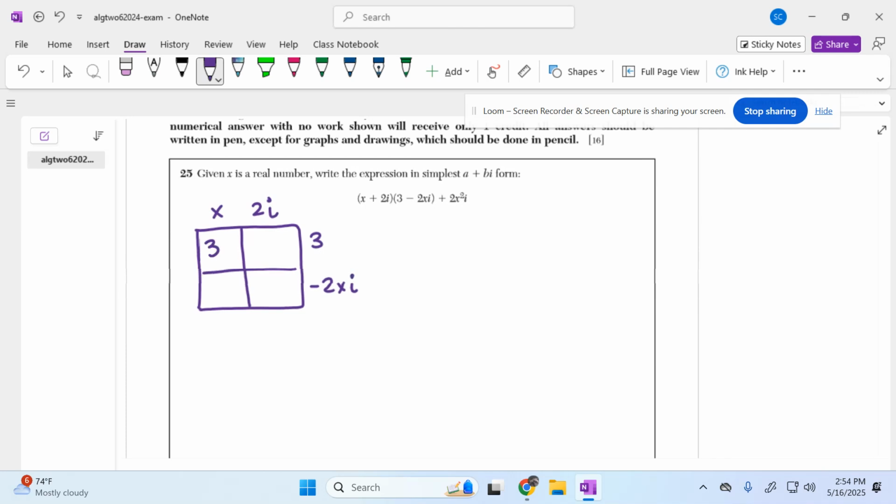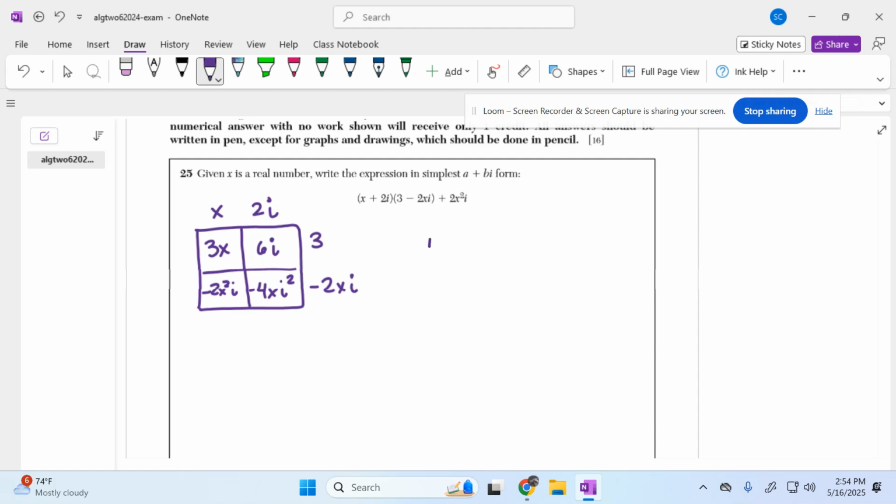3 times x is 3x. x times negative 2xi is going to be negative 2x squared i. 2i times 3 is just 6i. And 2i times negative 2xi is going to be a negative 4. 2 times 2 is 4. x has nothing to multiply with. And i times i is i squared.